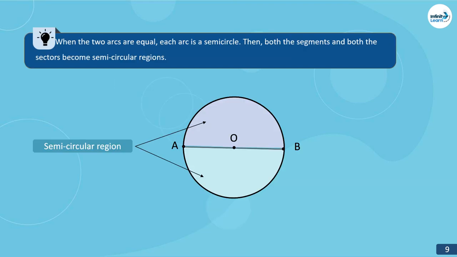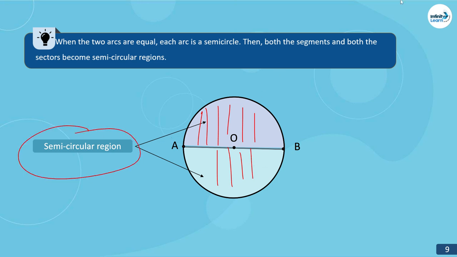When the two arcs are equal and each arc is a semicircle, then both segments become a semicircular region. मतलब ये वाला segment और ये वाला segment यदि equal हो जाएगा, so it becomes a semicircular region. ठीक है?